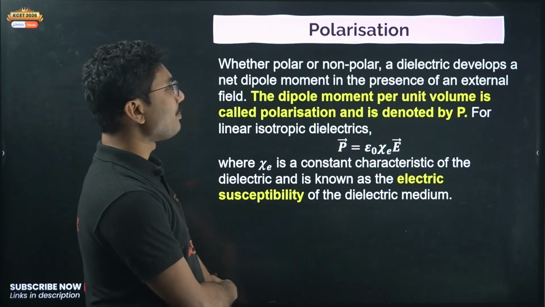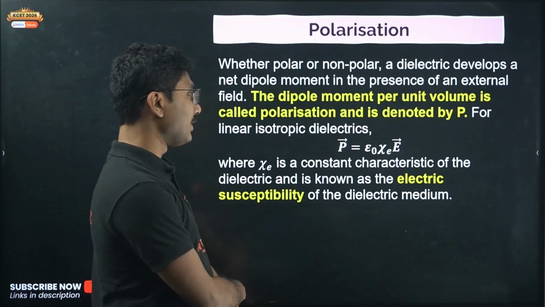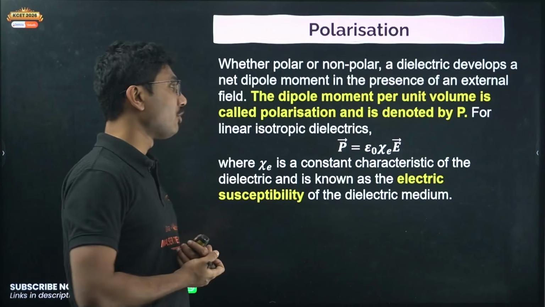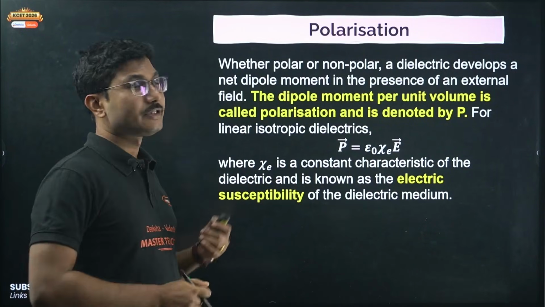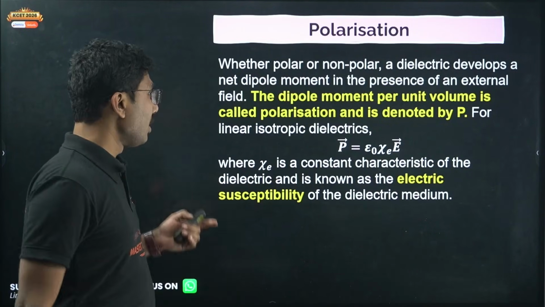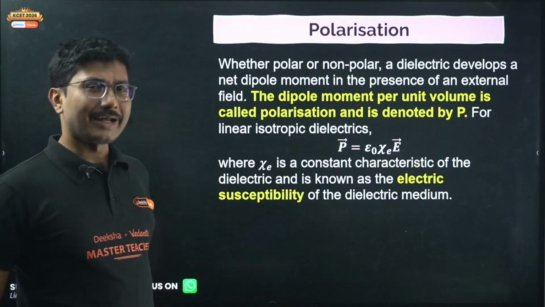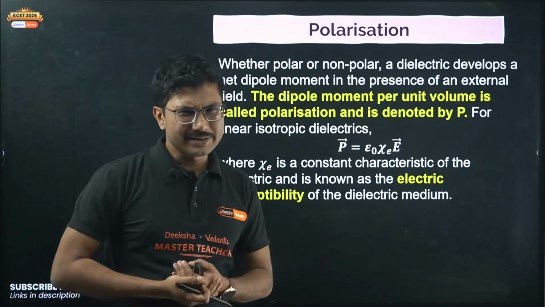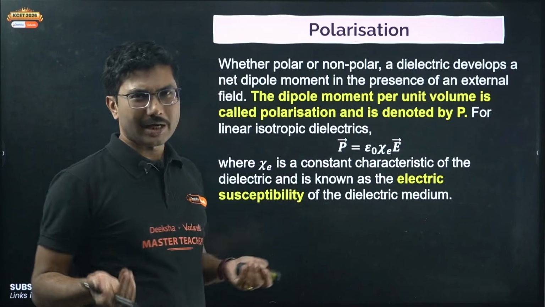The dipole moment per unit volume is called polarization and is denoted by P. This is electrical polarization, by the way. Okay, this is not optical polarization, this is called electrical polarization. For a linear isotropic dielectric, isotropic means if you move along the dielectric, the density remains same. Okay, mostly they are isotropic.